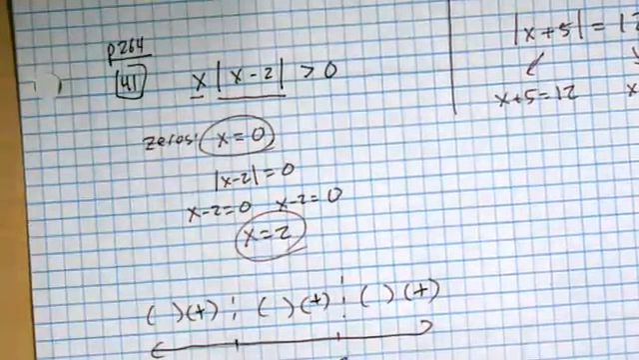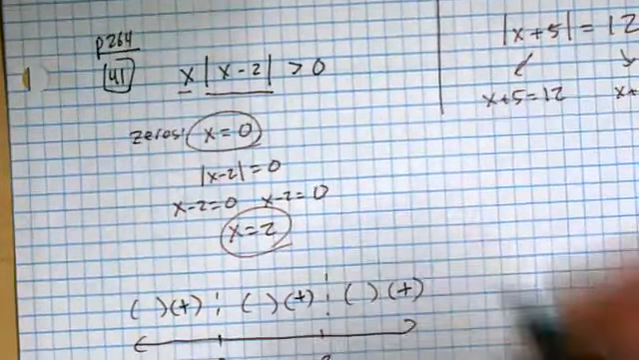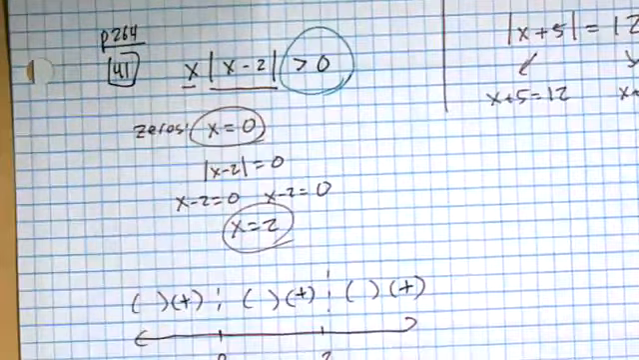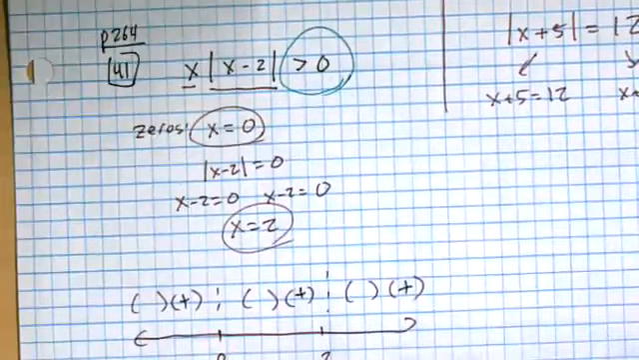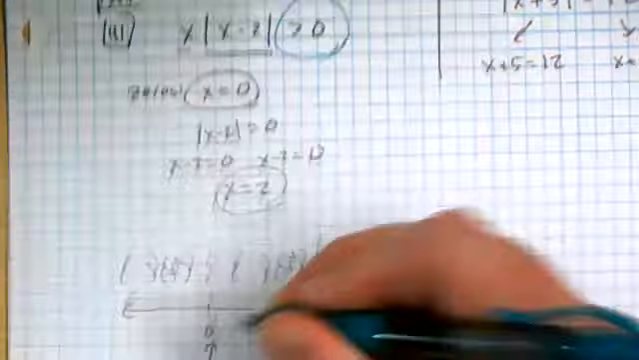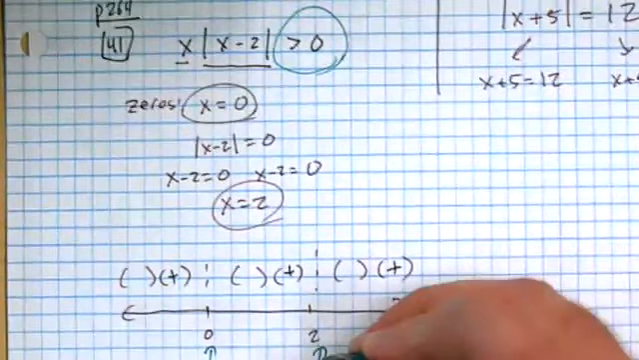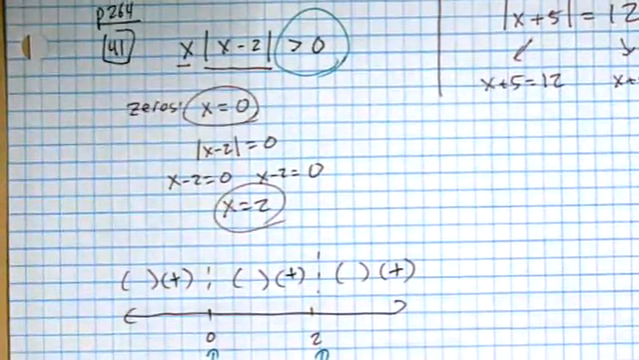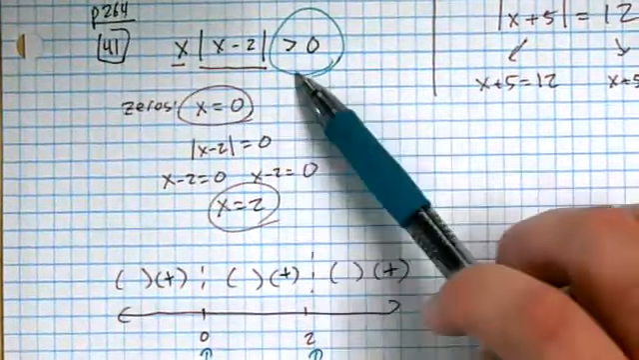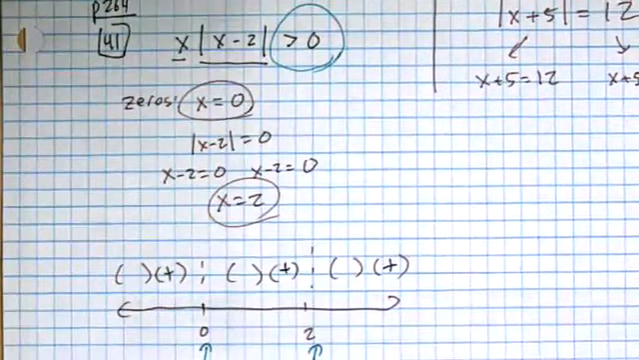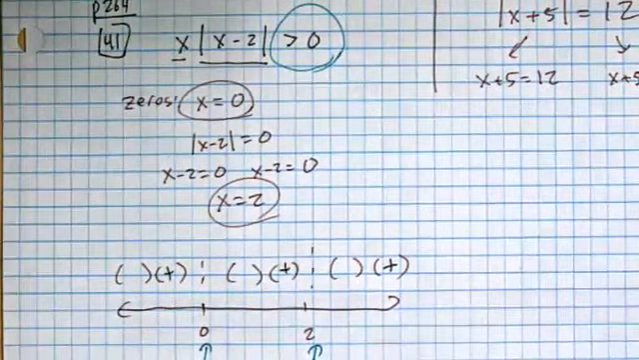For this problem, are we looking for overall positive or negative regions? Positive regions. Are we going to include 0 and 2? No, because that's where this side is equal to 0, not just greater than. So I'll let you finish up 41. A little bit different, but same basic idea.